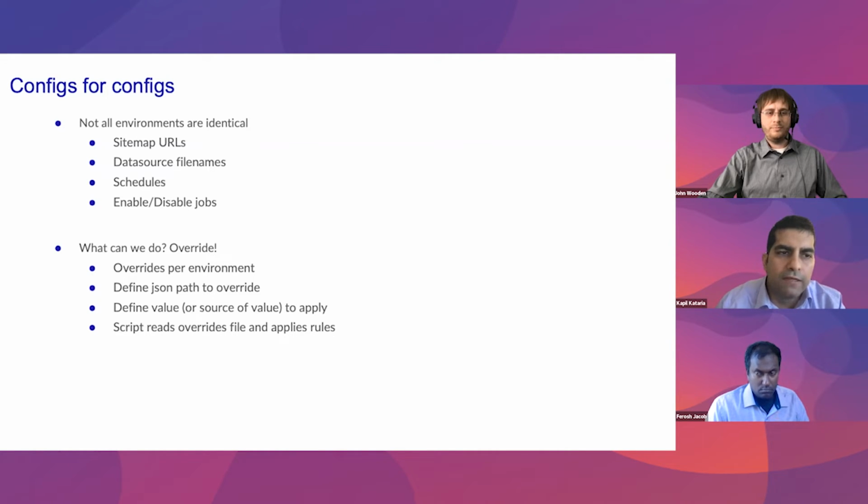So based on that, we have stored these configurations per environment in source control, and based on that, we override them during the promotion process. And that's how we achieve overrides per environment. We define these configurations in JSON files, and the scripts during the promotion process replace those variables and promote those changes to the higher environment.